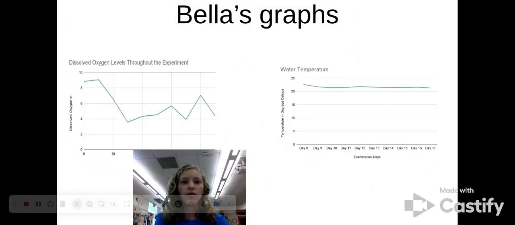Dissolved oxygen levels can also be influenced by temperature, as cooler water can hold more oxygen than warmer water. But I don't think this played much of a role in the experiment, as water temperature remained relatively constant over the course of the experiment.